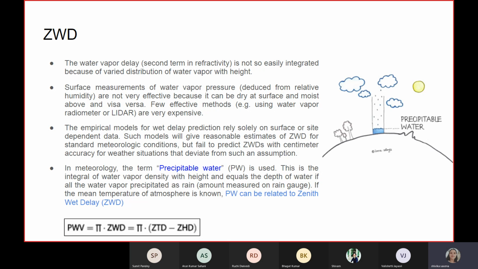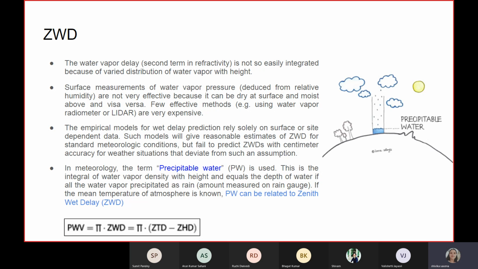Empirical models for wet delay prediction rely solely on surface or site dependent data. As we have seen, while modeling the ZHD, we were using pressure and the location of the site. These two things are the characteristics at the site, the measurements of that particular region. Empirical models rely only on that, so again these models will not be able to model the wet delay prediction very nicely.